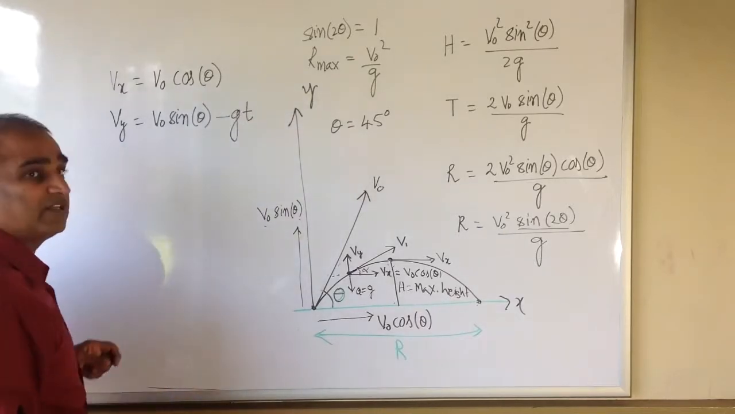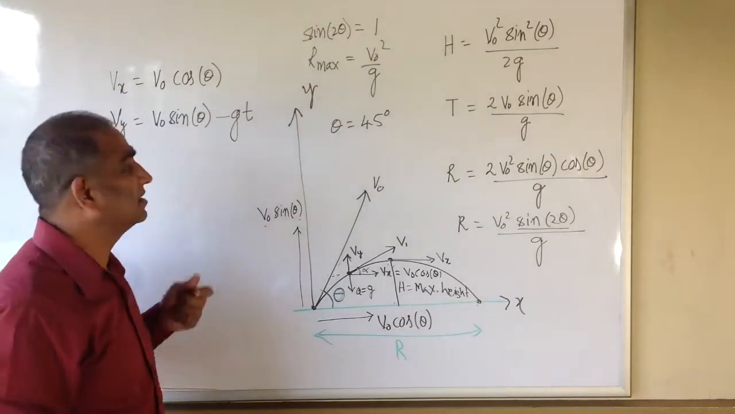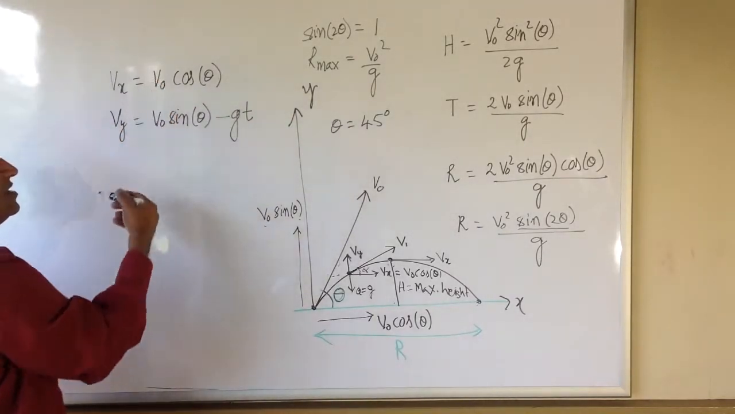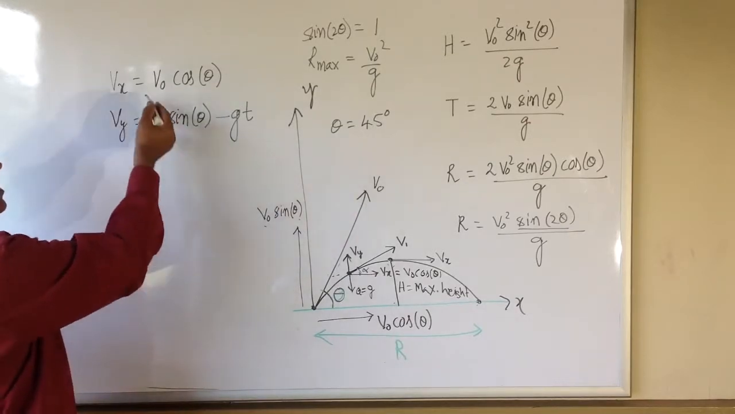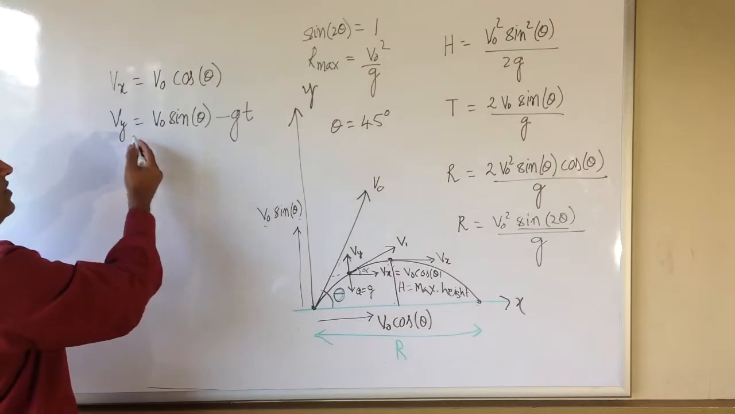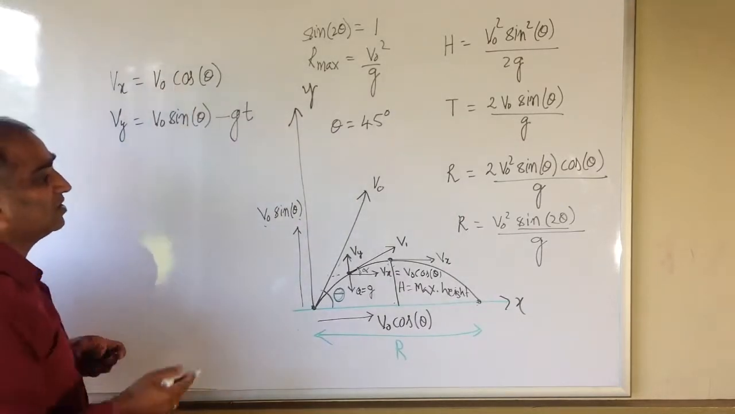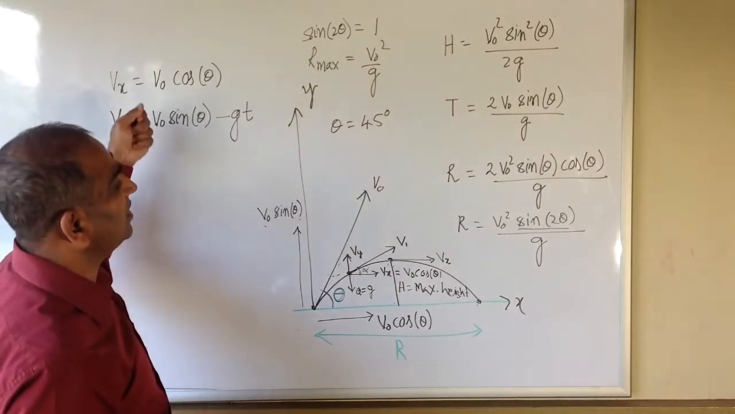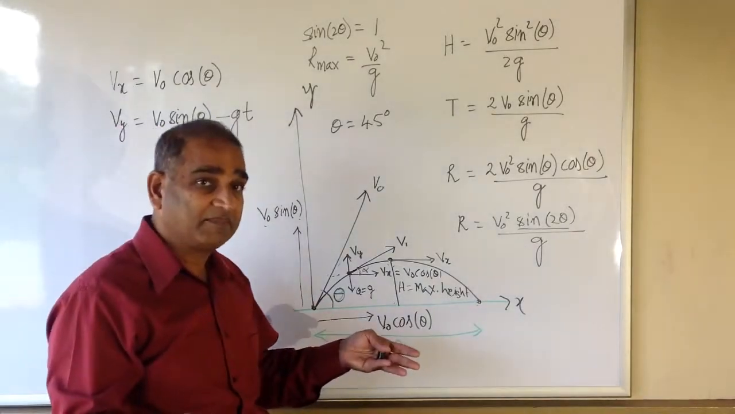Which we specified in the previous class. So these two are the velocities at some instant of time t. This is independent of time t because it's constant, and this varies with time t. So this is about the horizontal and vertical velocities at any instant of time.